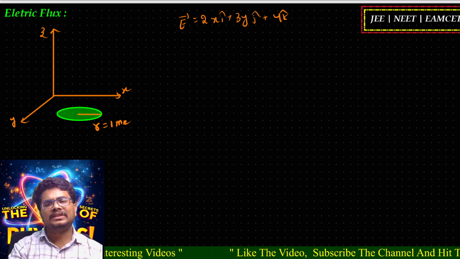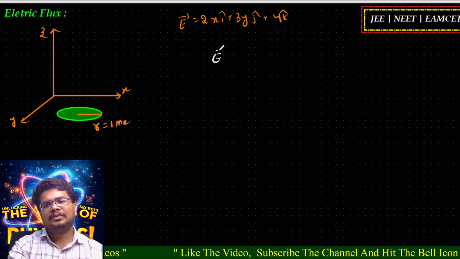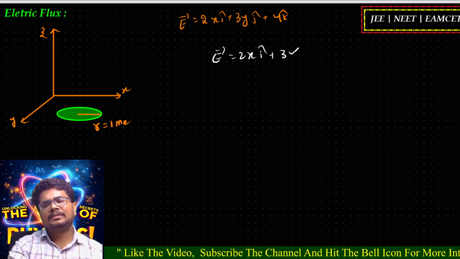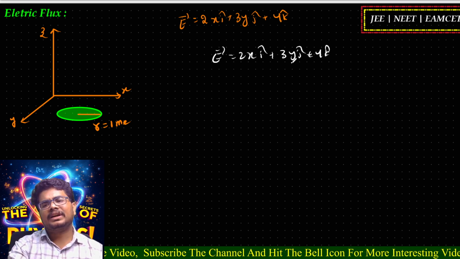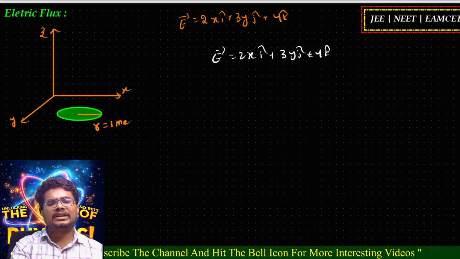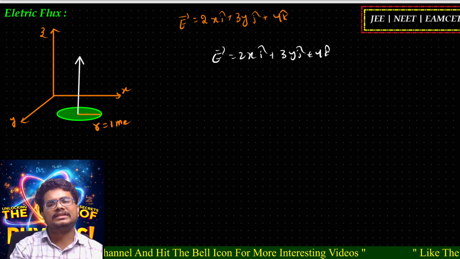If the electric field is given as this much, how much electric field value have they given? E equal to 2x I cap plus 3y J cap plus 4 K cap. That means along the x direction and y direction, the field is changing. The area vector, how do we check? Sir, I got that the direction is perpendicular to the surface, which means it is along the z direction.